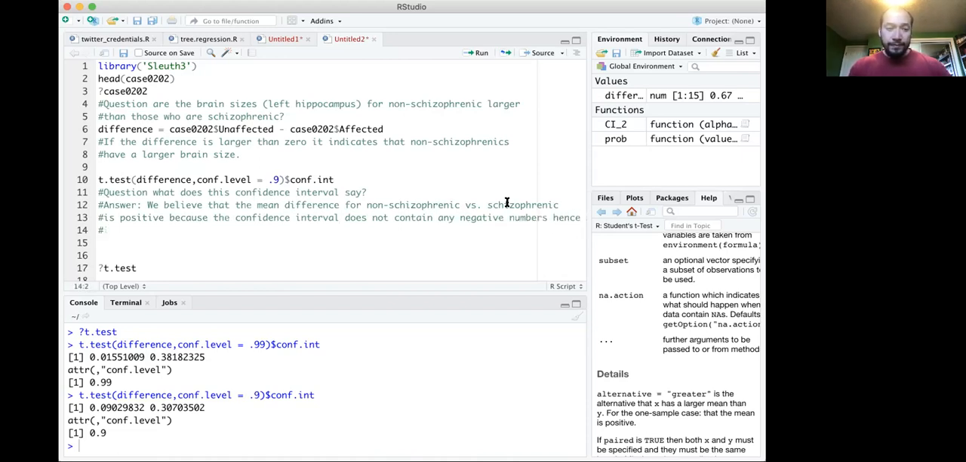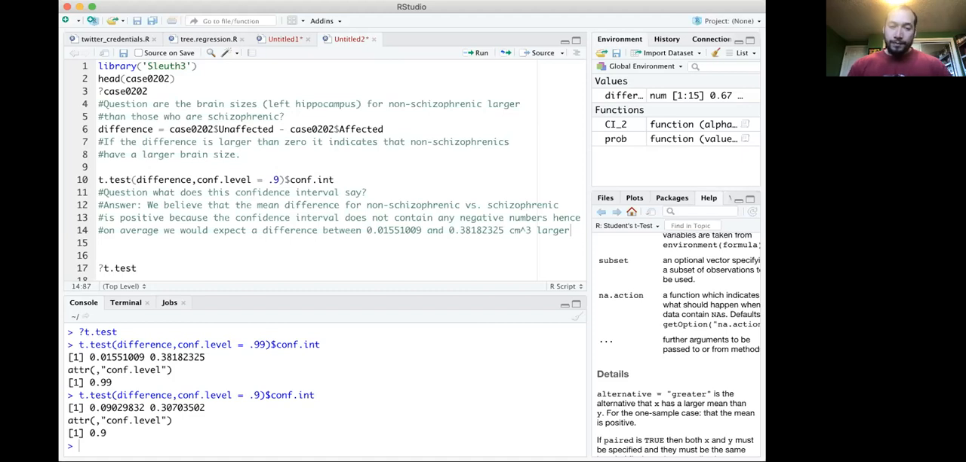Hence, on average, we would expect a difference between, and it depends what confidence interval you go with. If you go with the 99% confidence interval, we would expect it to be between 0.0155 and 0.38 cubic centimeters larger. So it's saying that there is a difference between schizophrenic and non-schizophrenic brain sizes. Okay, and the confidence interval was able to answer this question affirmatively for us, which would be a very important thing for a doctor.